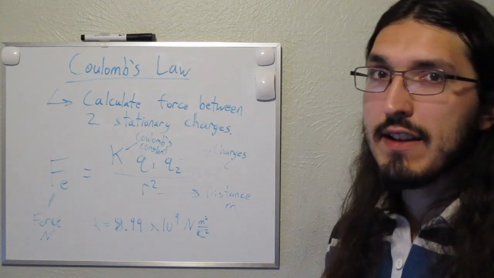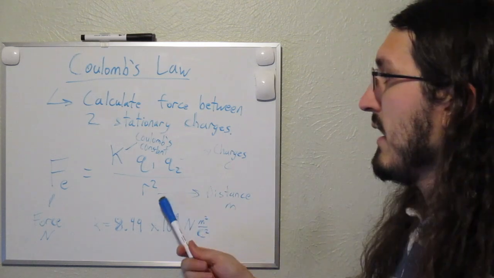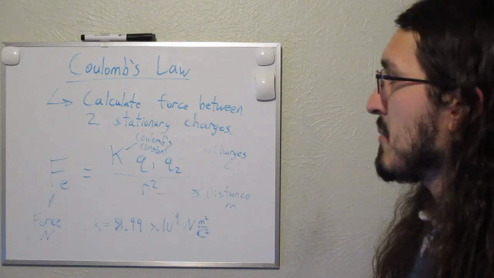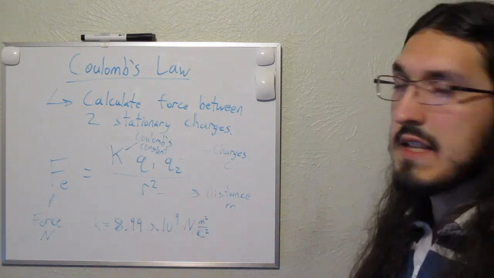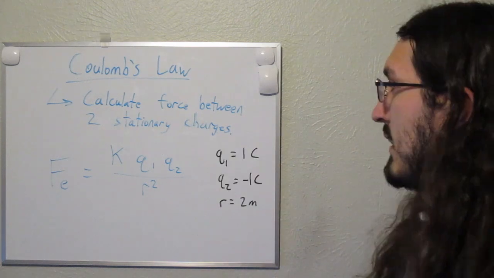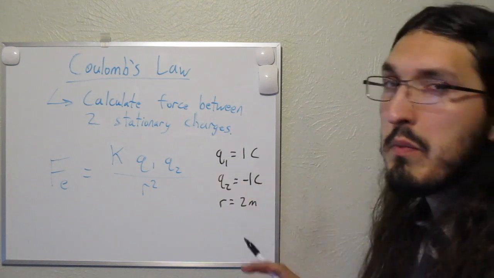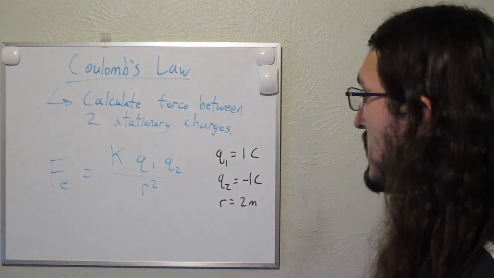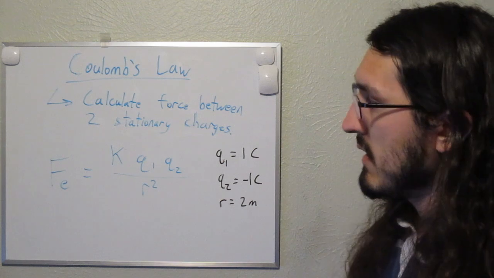If I were to try to calculate the force in a particular example, and I know the two charges, and I also know the distance between them, all I have to do is just plug the numbers into each spot here, and then use the calculator to find the force. I'm going to erase these labels to go through a really easy example. Let's say I'm given a situation where I know Q1 is equal to 1 Coulomb, Q2 is equal to negative 1 Coulomb, and R is equal to 2 meters. If I wanted to find the force, I just have to plug these numbers here, as well as a constant.